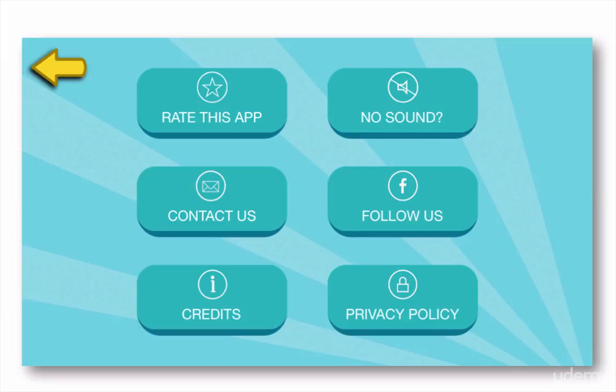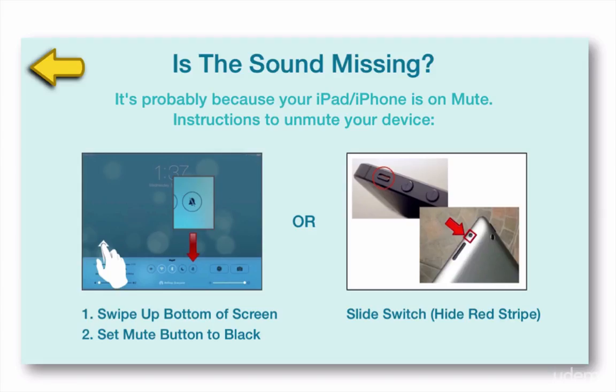So what I ended up doing is adding a No Sound button, and this one goes to a different screen, which is this one. What I'm doing is troubleshooting the problem for the sound within the application itself. And I say, is the sound missing? It's probably because your iPhone or iPad is on mute. And here are 2 ways to unmute your device. I'm showing with screens, with pictures, how to do that, because actually there are 2 different ways depending on the settings that you have.